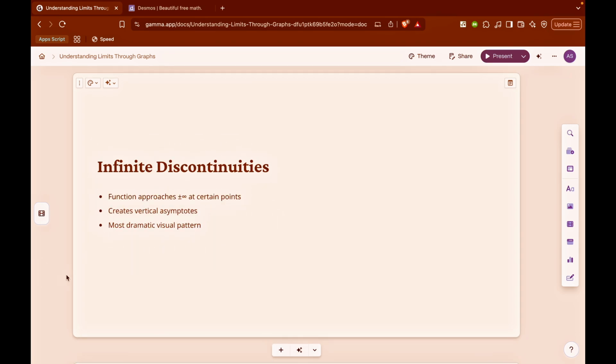The last type of discontinuity is infinite discontinuity, where the function approaches plus or minus infinity at certain points. It creates vertical asymptotes, and it's what people like to call the most dramatic visual pattern. If you zoom in, it's going to show very small differences from 0, similar to the graph of y is equal to 1 over x.